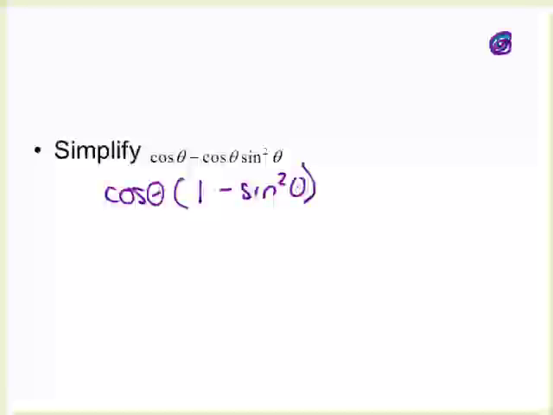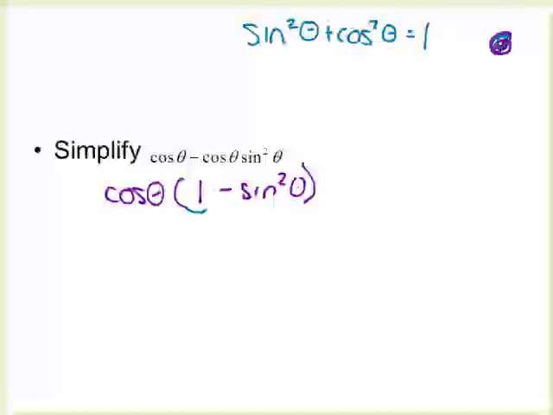Which Pythagorean identity has a lot of the same stuff as we see in this problem? The first one, sine squared theta plus cosine squared theta equals 1. It's got sine squared, it's got 1, it's got the cosine. It's not exactly a perfect substitution like it was in the last problem, though. What we can do, though, is a partial replacement.